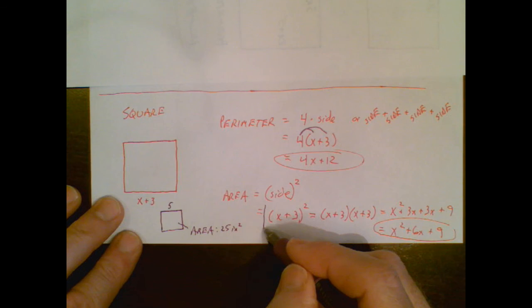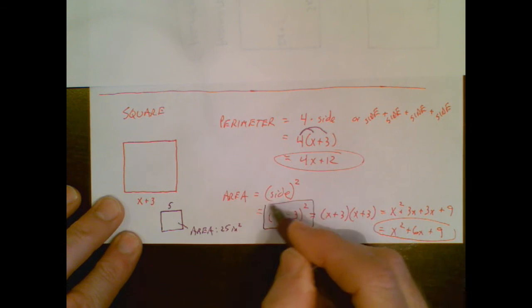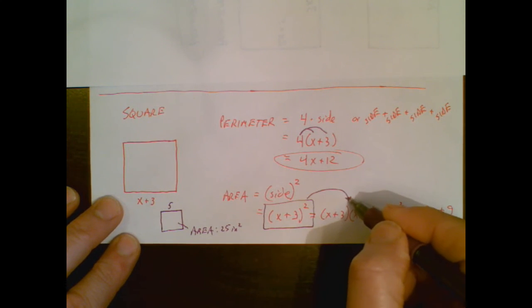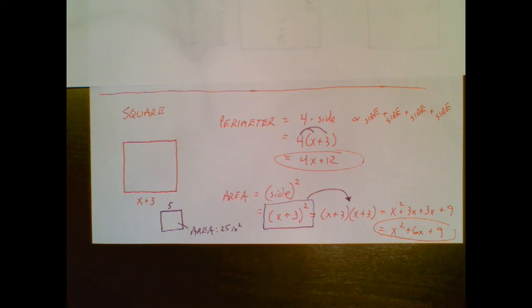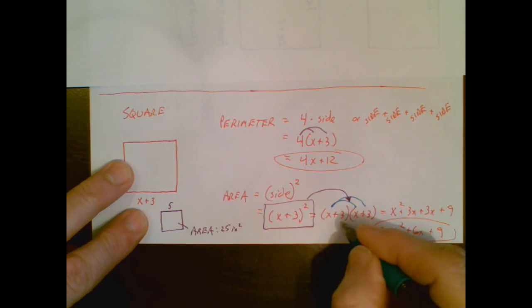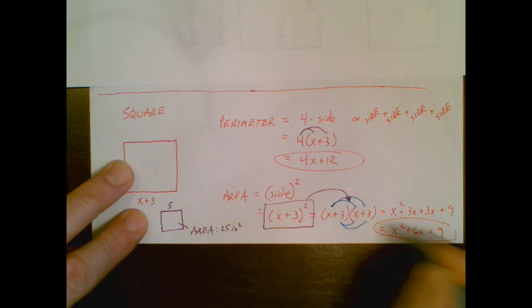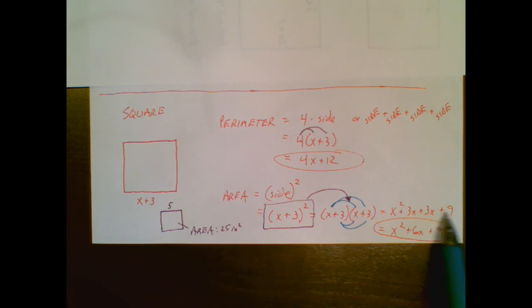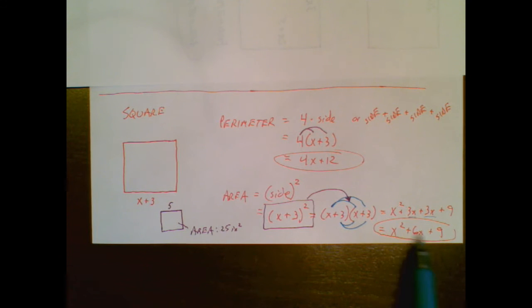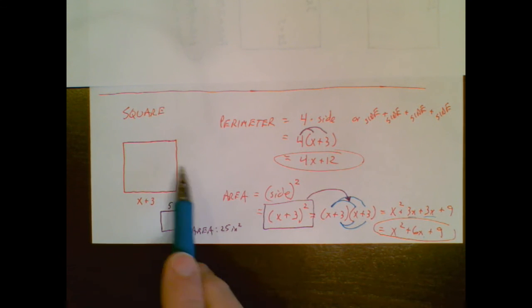Well, x plus 3 squared is a polynomial that if you feel like it, you can write out as x plus 3 times x plus 3. As soon as you do that, now you can go ahead and do all the swooshes. Swoosh, swoosh, swoosh, swoosh. And you get this polynomial that you can add like terms together, and you now have the area of your square.